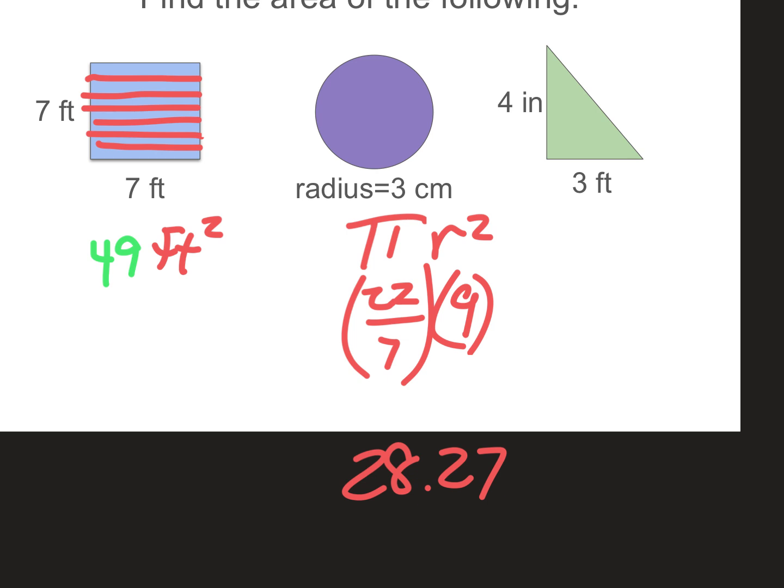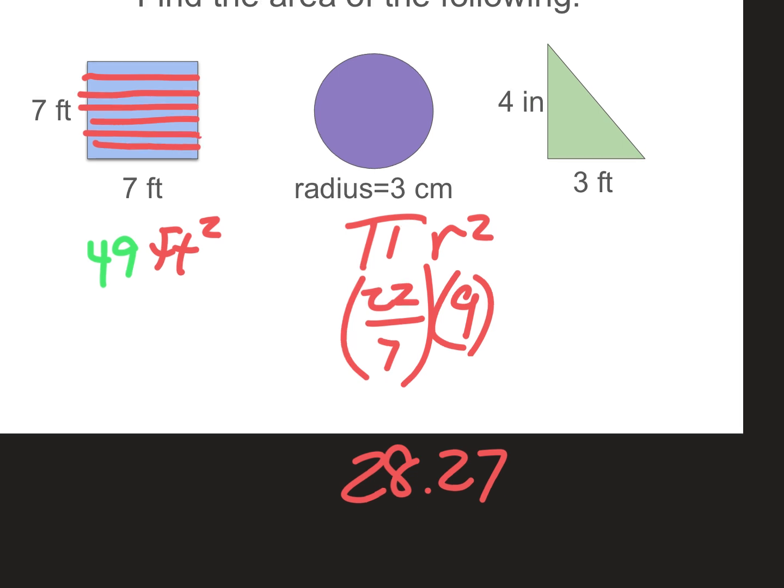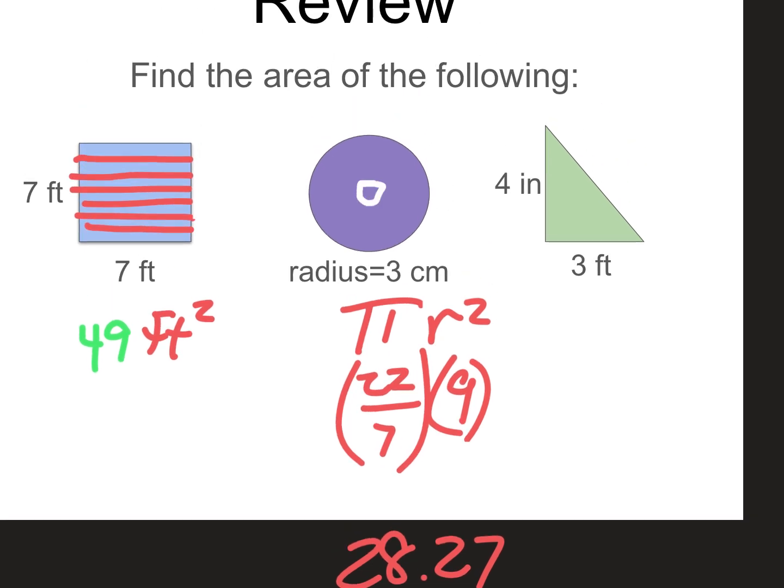28.27. And I hear you, we got to stop the decimal at some point. That's a pretty logical place. Now, is that a probability? No, it's just a circle. What if I had a circle inside the circle? And then I said, what's the probability if I dropped a penny from up above and it landed in there? What's the probability it would land right there?